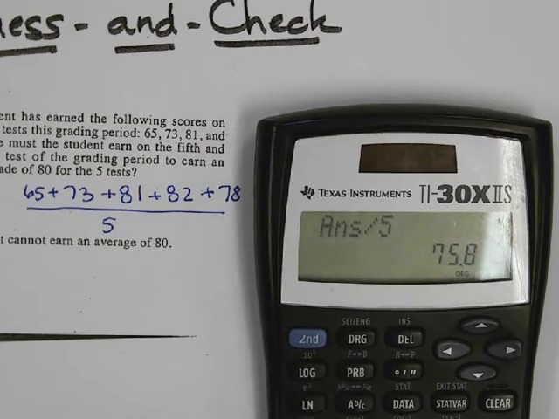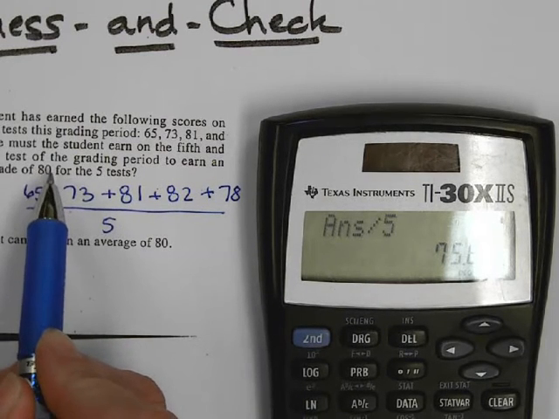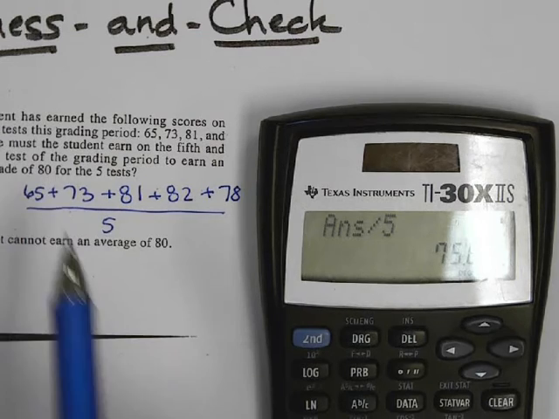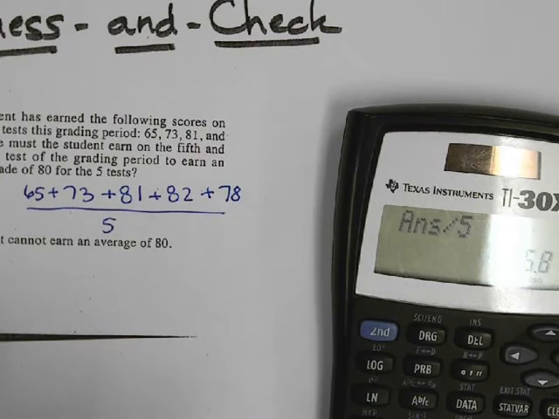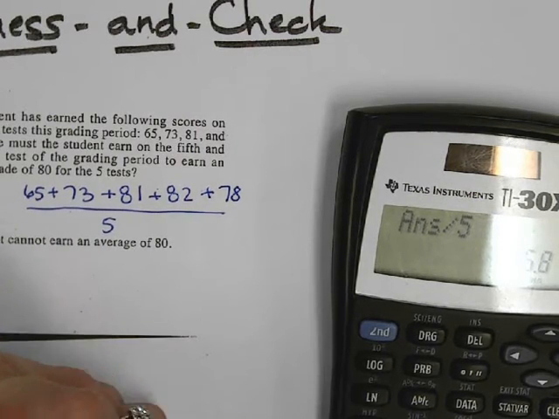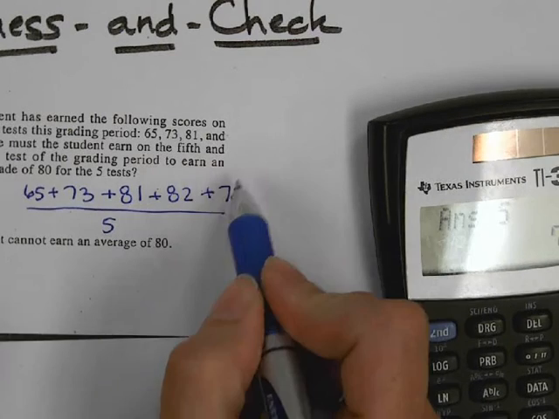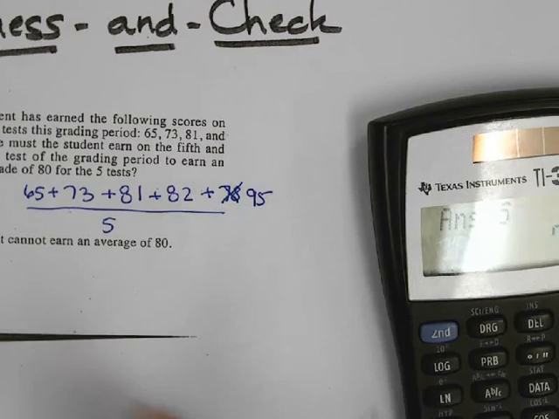That gives me a 75.8. That's not enough. I need a higher score. If you need a higher score, then you probably better pick a higher number, because I'm shooting for an 80, not a 75.8. So that pretty much eliminated this choice and this choice. And that's why I say pick the middle value first, so then you know you don't have to pick as many. So let's try 99. Let's cross this one out and put in 99.